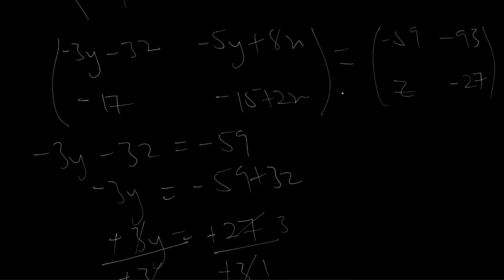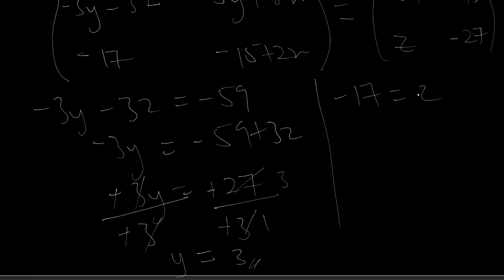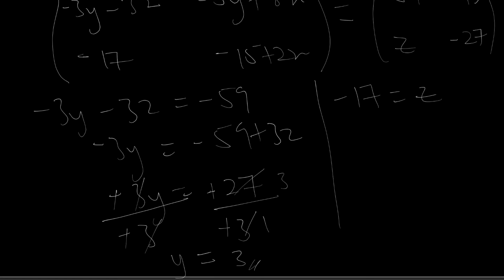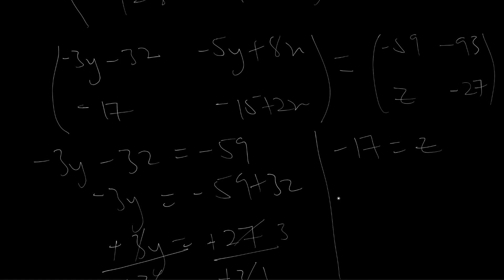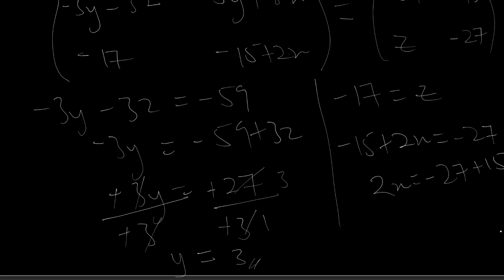Now moving on to the second row. Negative 17 will be equal to z. Also, negative 15 plus 2x will be equal to negative 27. So to make x the subject, we group like terms. So 2x will be equal to negative 27 plus 15, which is negative 12.